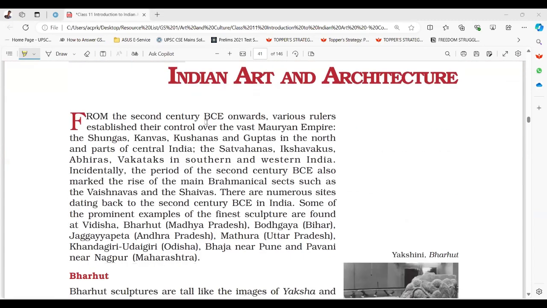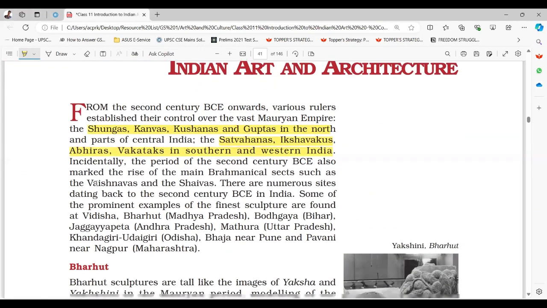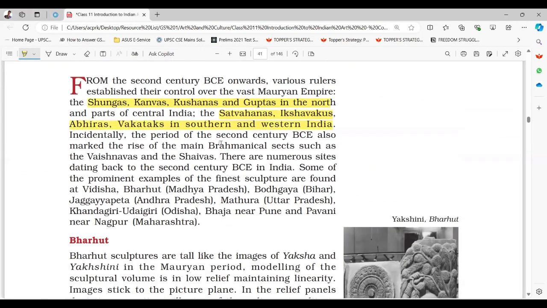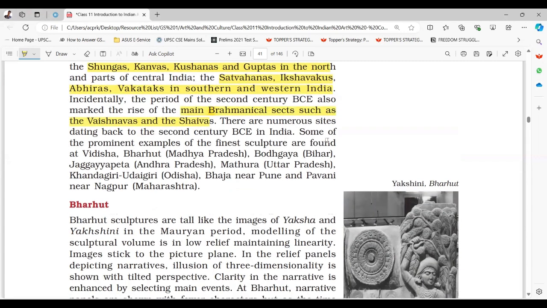From the 2nd century BC onwards, various rulers established their control over the vast Mauryan Empire: the Shungas, Kanvas, Kushanas, and Guptas in the north and parts of central India, and the Shatavahanas, Ikshvakus, Abhiras, and Vakatakas in southern and western India. Incidentally, the 2nd century BCE also marked the rise of the main Brahmanical sects such as Vaishnavas and Shaivas. There are numerous sites dating back to the 2nd century BCE in India.